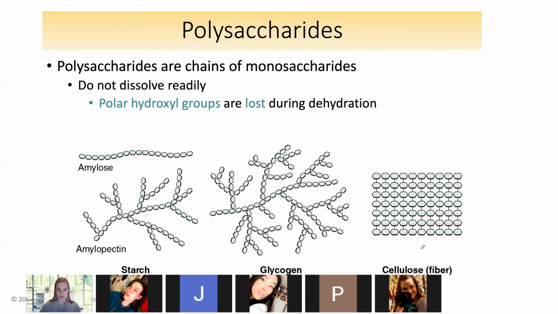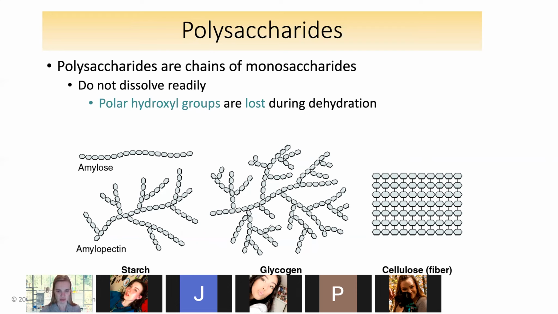This slide shows us the three different polysaccharides that we just looked at. Over here is starch, and we have two different versions here, amylose and amylopectin. Both of these are forms of starch. One of them tends not to branch very much, whereas amylopectin does. These would be found in different types of plants.